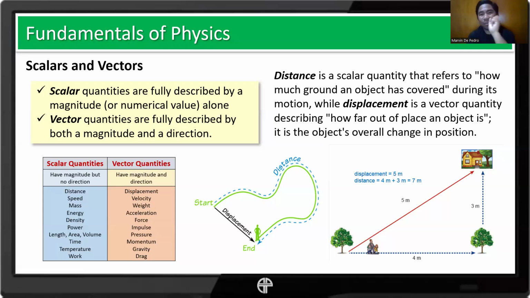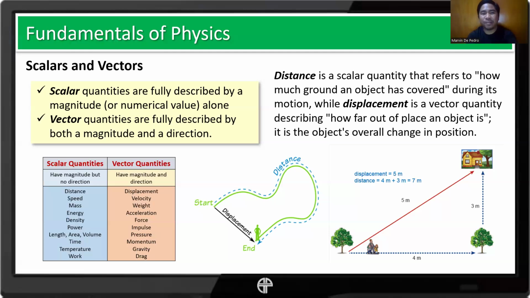As you can see, distance is a scalar quantity that refers to how much ground an object has covered during its motion. So, no matter the direction, no matter if the person goes back and forth, left or right, up and down, or whether it stopped for a while and then carried on, distance is still measured on how much it has traveled.